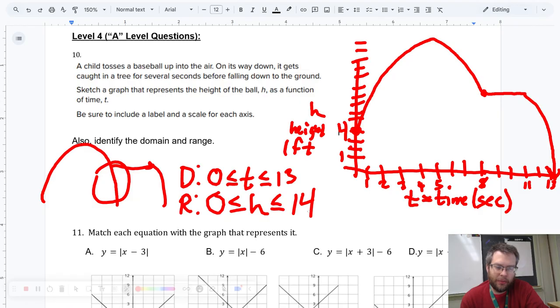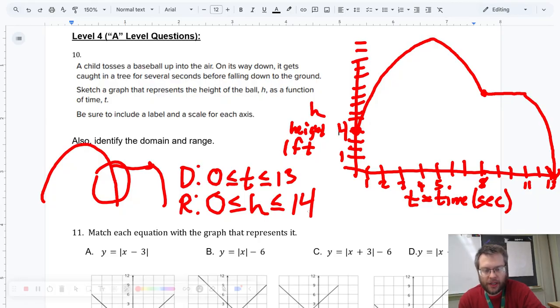Don't say the ball went only 1 foot in the air, because the child threw the baseball up and then it was in a tree. So 14, to be honest, is a little bit on the small side. Maybe I should have drawn a better graph and said the maximum height was like 40, something like that. That's a little bit more reasonable, maybe 30. But 14 is okay, just like how 0 to 13 is okay.